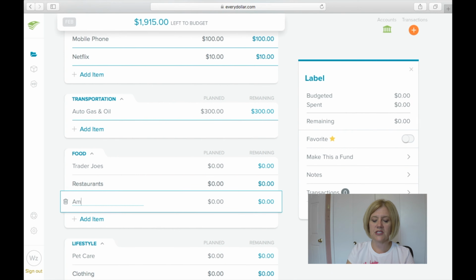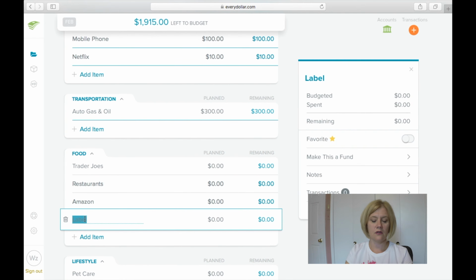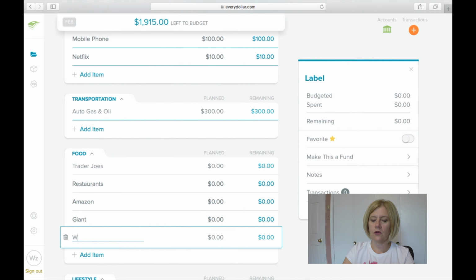So we do Amazon, we do Giant grocery store, and we do Walmart. Now, some months I'm going to go to all of these stores and some months I'm not. But part of the budgeting process is knowing what you need and knowing where you're going to get it.